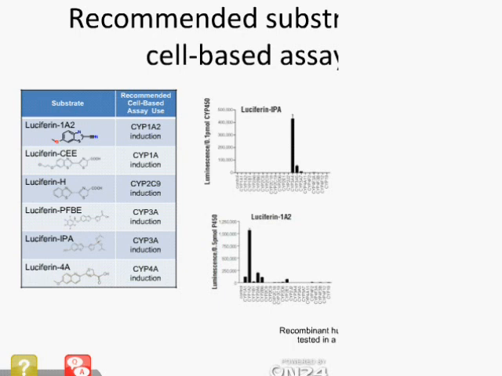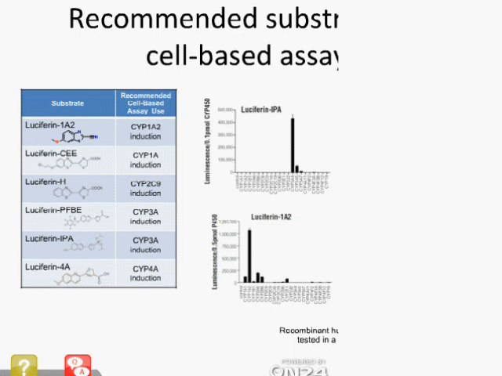So our most selective substrates for cell-based induction applications in particular are those for 3A, which is seen with the luciferin-IPA on the top, 2C9, which is luciferin-H, 1A2, which is the luciferin-1A2 substrate, and as well as the 1A family, which is represented by luciferin-CEE.